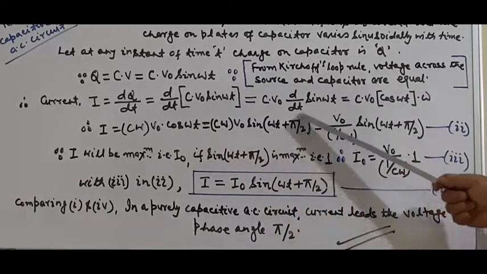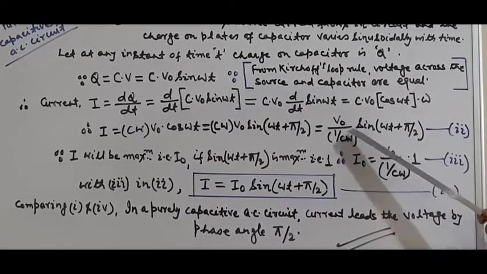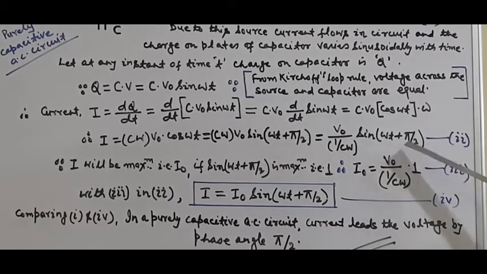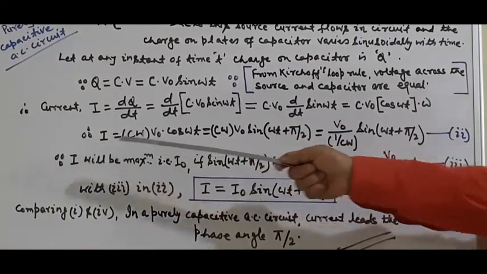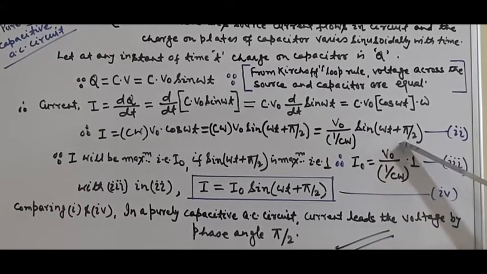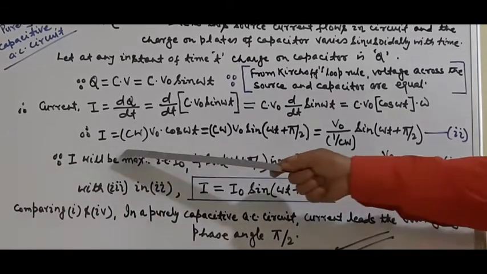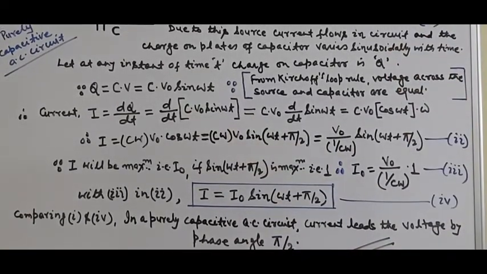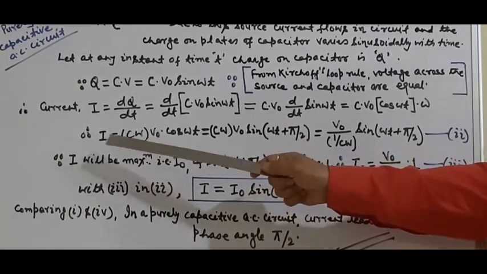Now this equation can be written in another shape also. Here V naught times C omega can be written as V naught divided by 1 by C omega. There is no change, the value remains the same, because C omega can go up. So here is the final equation: I is equal to V naught divided by 1 by C omega, times sin of omega t plus pi by 2. This is equation 2. This expression 2 gives the instantaneous value of current I flowing through the capacitor when AC is connected with it.